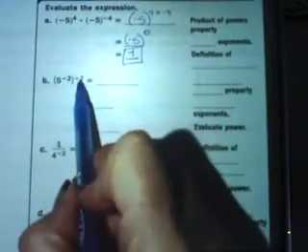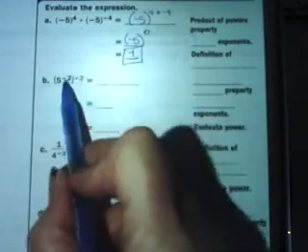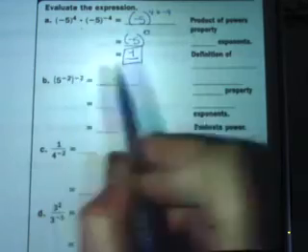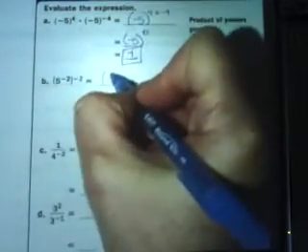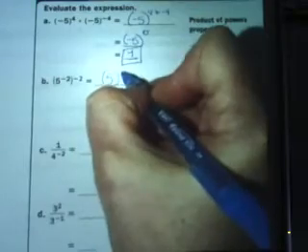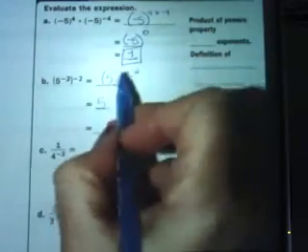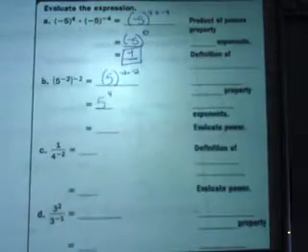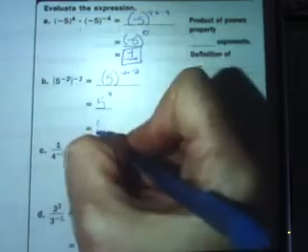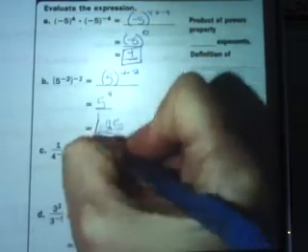Power of a power. Remember, I multiply exponents. So I'm going to have 5 to the negative 2 times negative 2, which gives me 5 to the, a negative times a negative is positive, so 5 to the 4th. And 5 to the 4th power is going to give me 625.